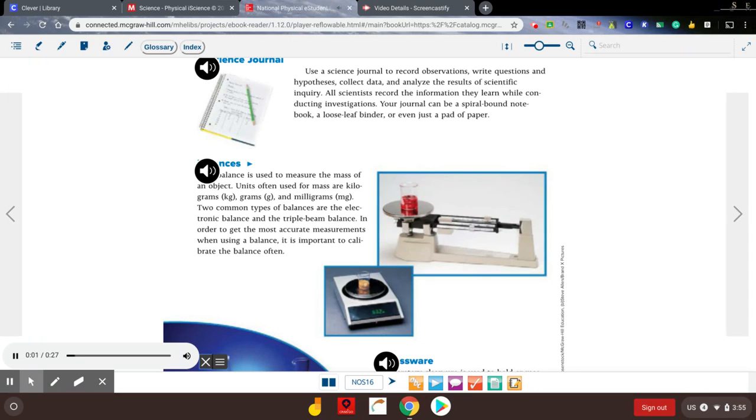Balances. A balance is used to measure the mass of an object. Units often used for mass are kilograms, kg, grams, g, and milligrams, mg. Two common types of balances are the electronic balance and the triple beam balance. In order to get the most accurate measurements when using a balance, it is important to calibrate the balance often.